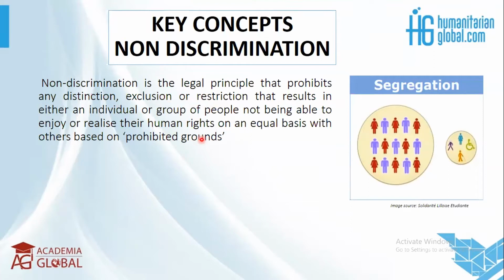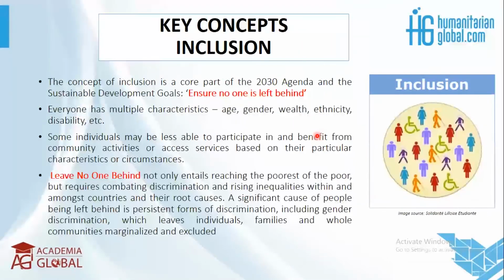From this image, you can see that this is a form of discrimination. Even within communities, there are certain groups that are discriminated against. But the concept of non-discrimination prohibits any distinction or any exclusion of any groups or people, or even an individual, from being able to enjoy the rights. For us today, we are looking at the rights to access to water, sanitation, and hygiene. The next principle and concept we want to look at is inclusion.